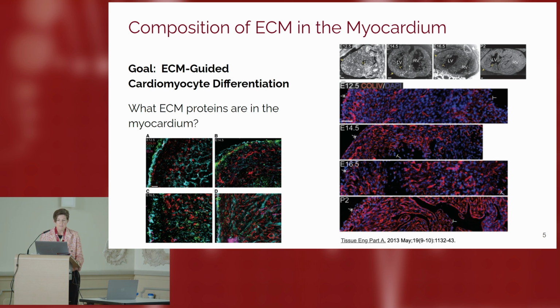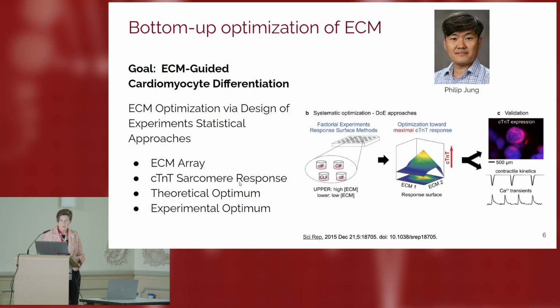And so I'm just going to skim past this, but just to let you know that we did characterize 6 different ECM proteins, and we looked from the epicardium, I don't know if you can see this, yep, to the endocardium. We also looked at the interplay between multiple ECM proteins, and then we quantified that, and that really set the stage for an optimization experiment that was conducted by a postdoc in my lab at the time, Philip Jung.